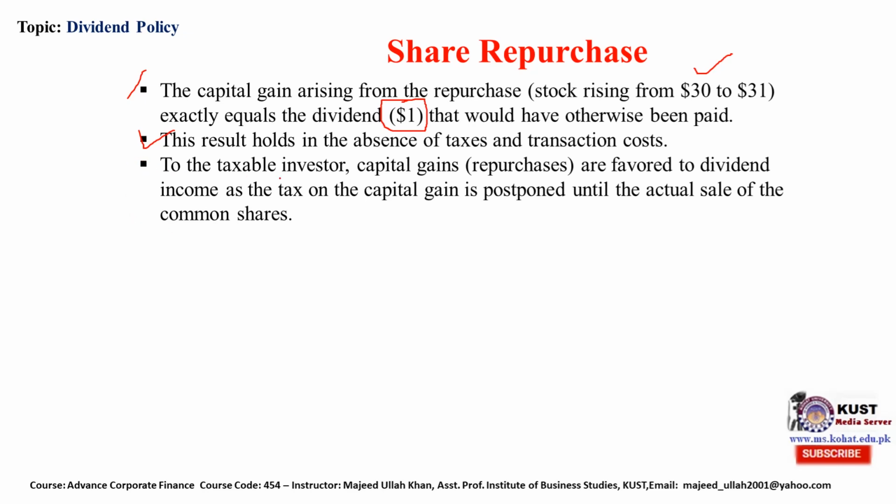For taxable investors, capital gain from repurchase is favored to dividend income, as the tax on capital gain is postponed until the actual sale of the common share. In this case, the repurchase is better because people can defer their tax expense by not selling the shares. They would hold these shares and the capital gain will not be recognized and no tax will be paid.